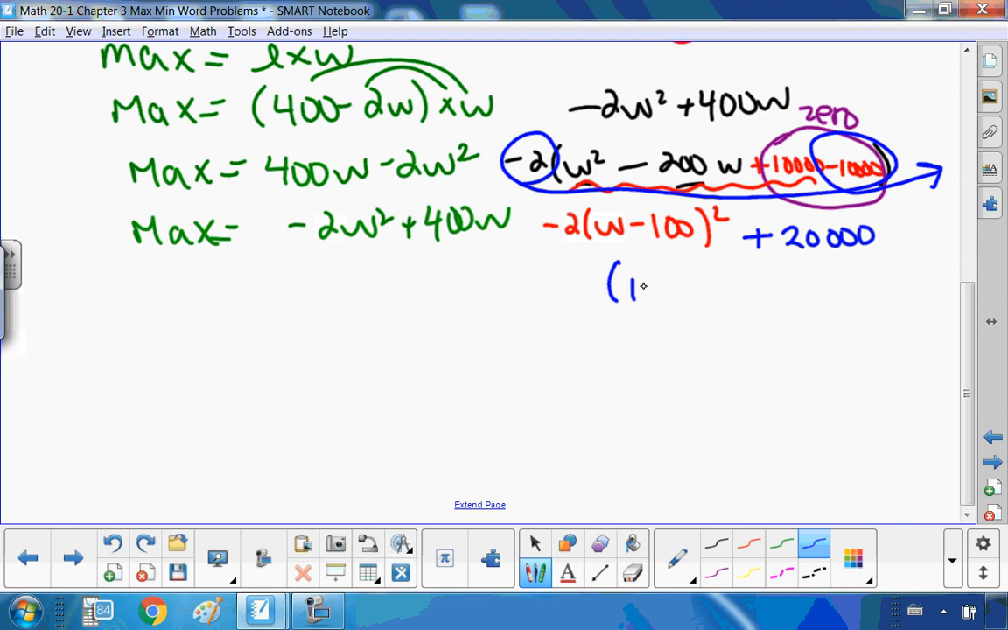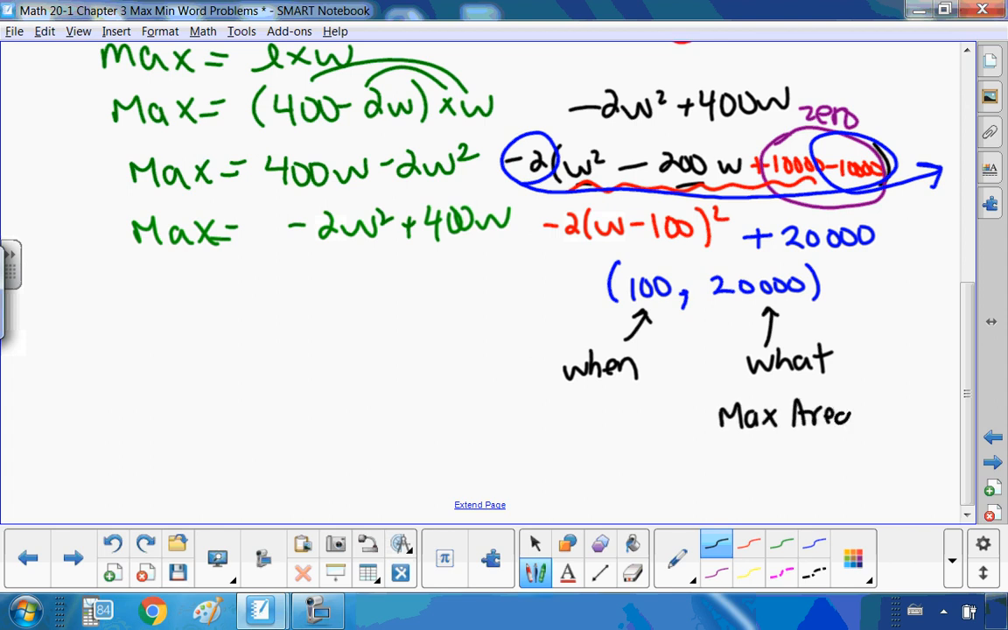So let's state our vertex. Our vertex is opposite of the inside, same outside. And let's analyze. Your q coordinate or your y coordinate of your vertex is what the max or min is. Your 100 is when the max occurs. Now we're talking about an area, so that means that my maximum area is 20,000 meters squared. When it happens, well, we have all w's. That was our variable, was w. It happens when the width is 100 meters.